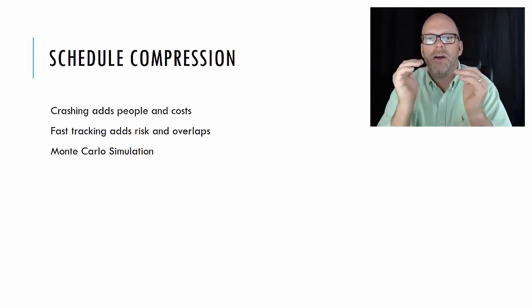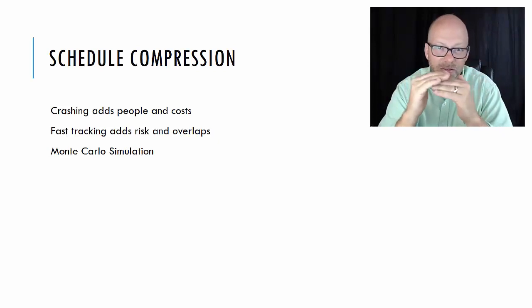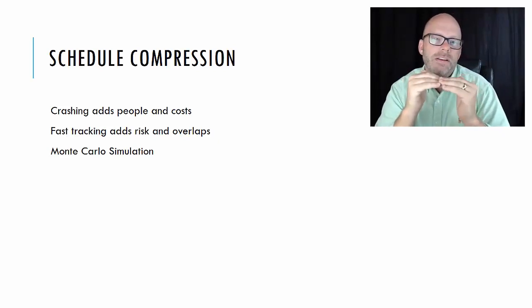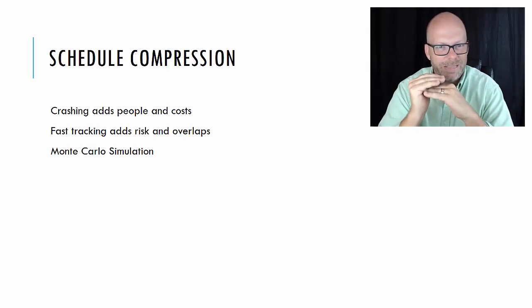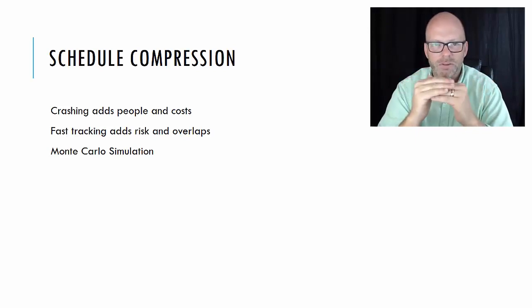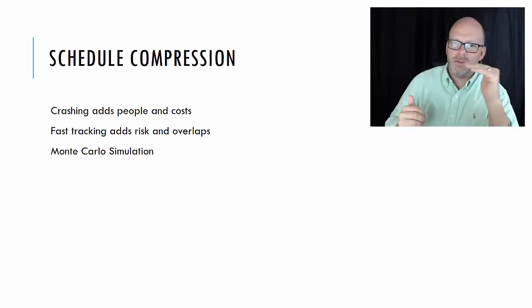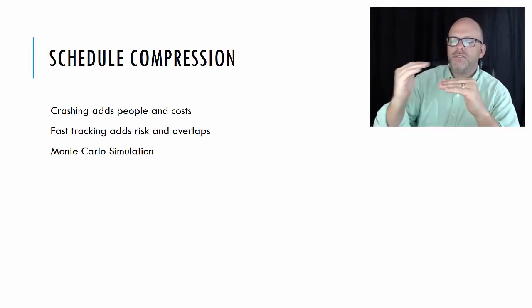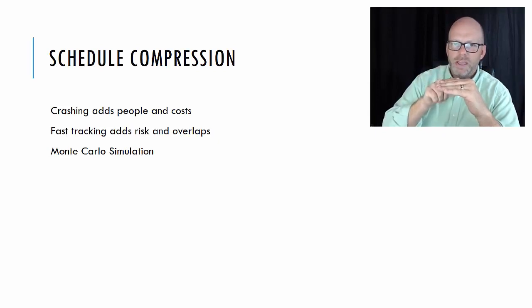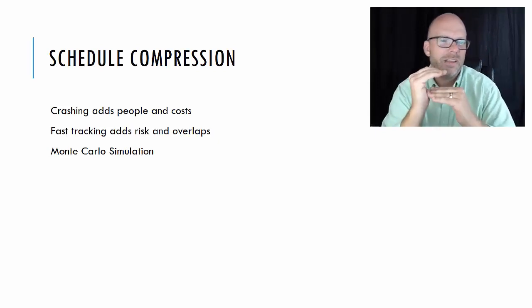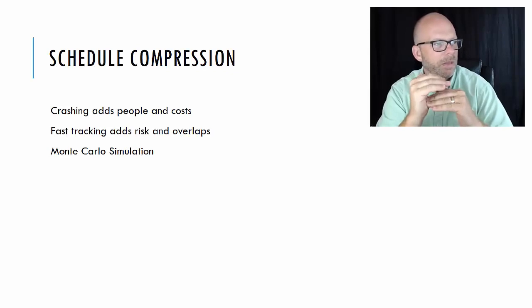Fast tracking is very similar to adding lead time. Fast tracking allows usually phases to overlap, but it could be activities. But typically it's phases, that you allow phases to overlap. But it adds risk, because if I'm not done with the first phase yet, and I start the second phase, there could be a problem in the first phase, which now affects the second phase because of the risk.